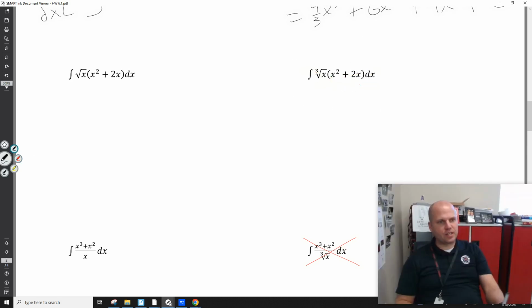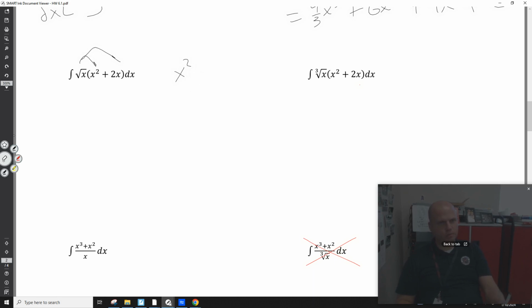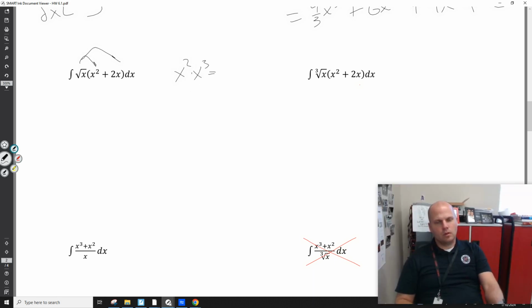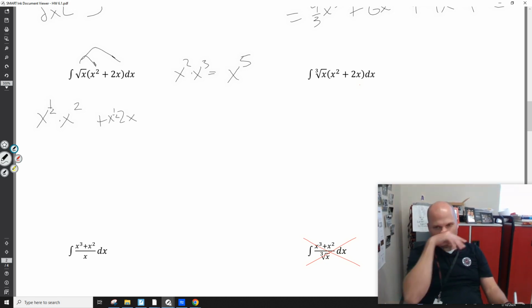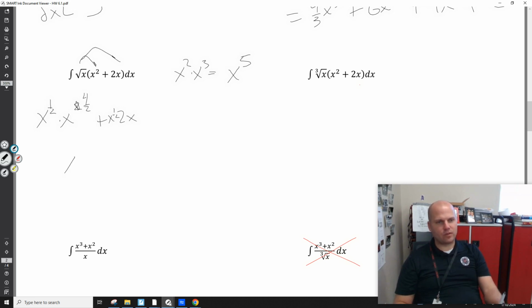How do we simplify this? It's something that has shown up in the past. Well, how do you simplify x squared times x cubed? You add the exponents. If it's x to the 1/2 times 2x, what do you do? Add the exponents. That's not 2.5. That's 4/2 plus 1/2, which is 5/2. It's not 1.5. I mean, it is 1.5 actually. It's 2/2 plus 1/2, which is 3/2.